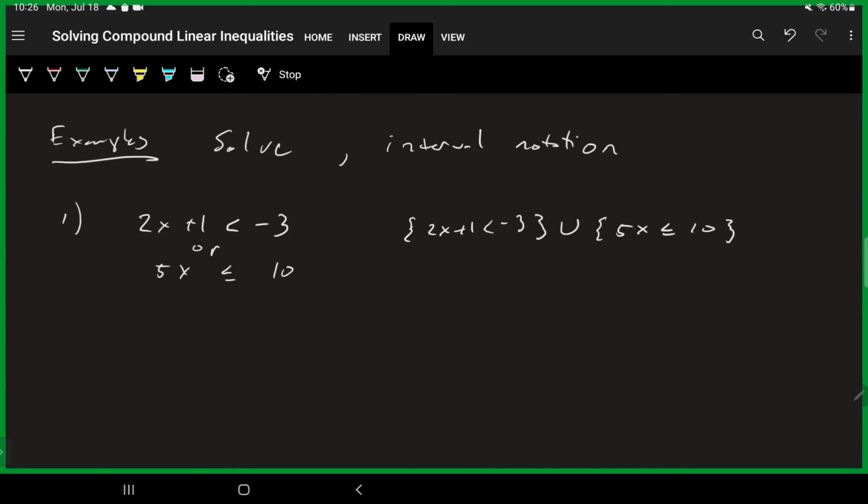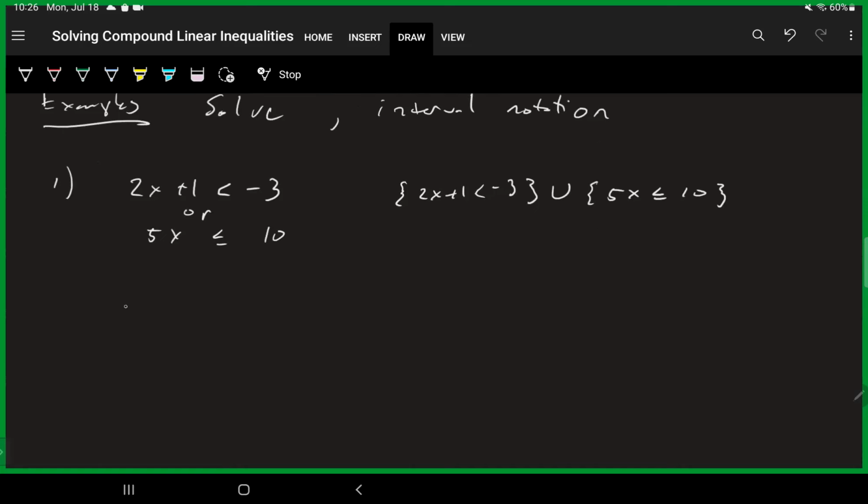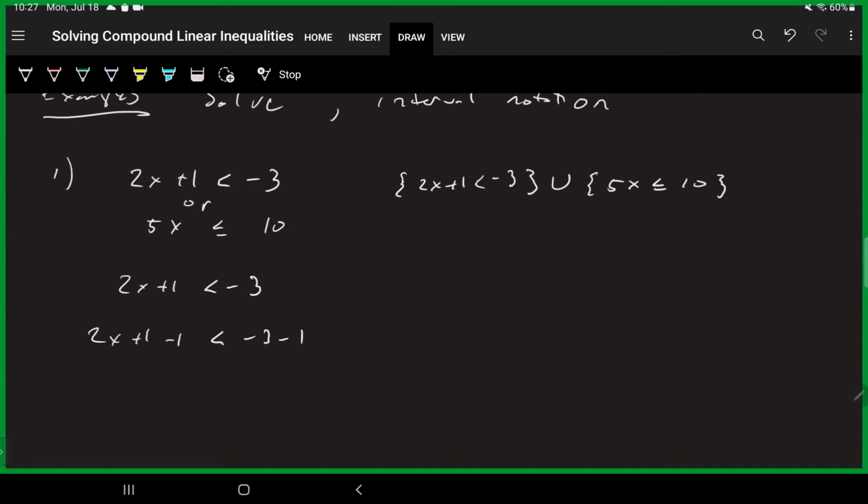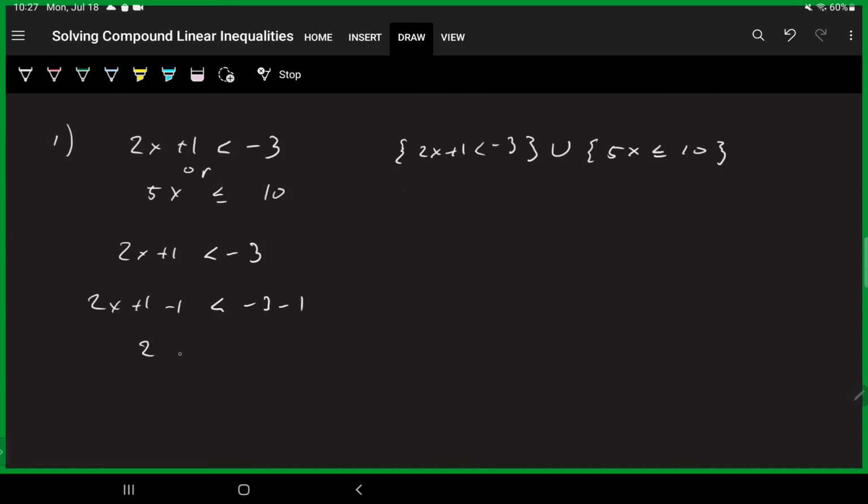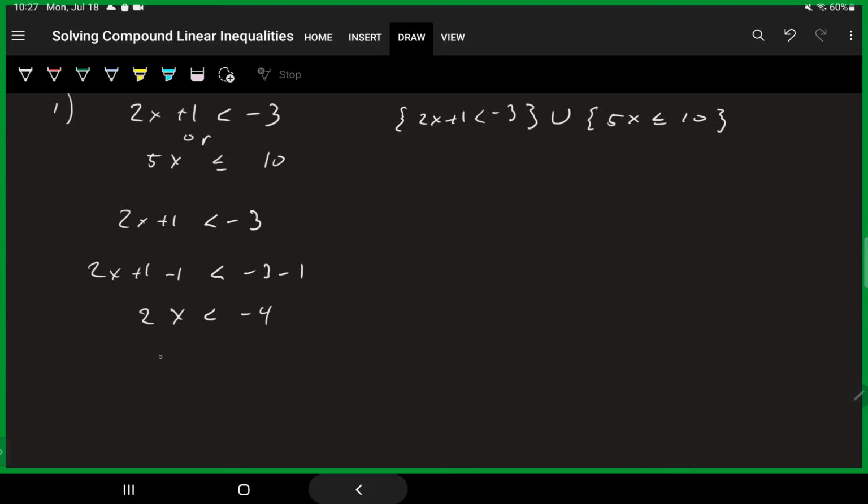So let's solve the first inequality. I have 2x plus 1 is less than -3. And if I want to get x by itself, I have to subtract 1 from both sides. So 2x plus 1 minus 1 is less than -3 minus 1. And I'm going to get 2x is less than -4. Be careful with your signs there. Dividing everything by 2, 2x divided by 2 is less than -4 divided by 2, and x is less than -2.